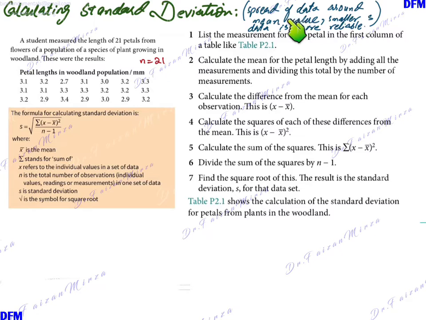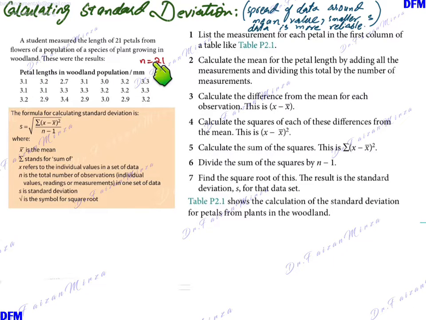Standard deviation actually tells you the spread of data around the mean value. A smaller value of S tells you that the data is more reliable or less variable. If the value of standard deviation is high, it means that the data is less reliable and more varied. So you need to learn these facts, what the standard deviation tells you.